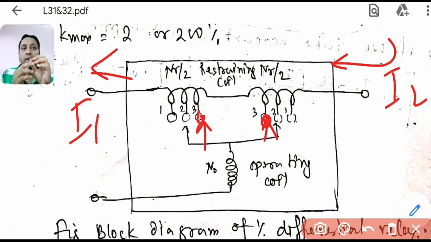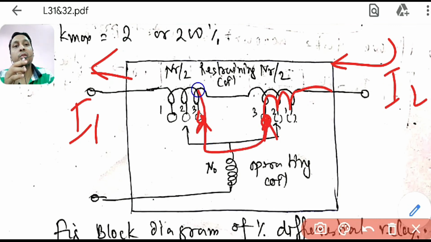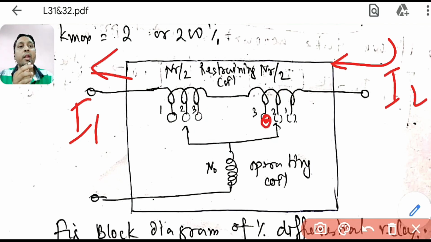Why? Because it was NR by 2, both are equal. So if this current gets 3 coil, 1 coil, 2 coil and 3 coil, then passes through this, returning also it should get 1 coil, 2 coil and 3 coil and then return. So that's why 3 is marked here. Similarly 2 is also marked there. 2 is already connected. So these are plugs, you can open it and you can insert it.